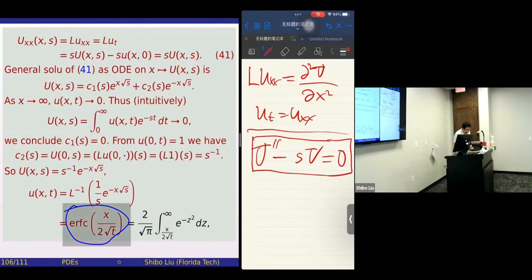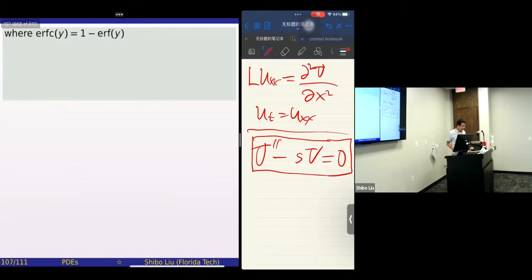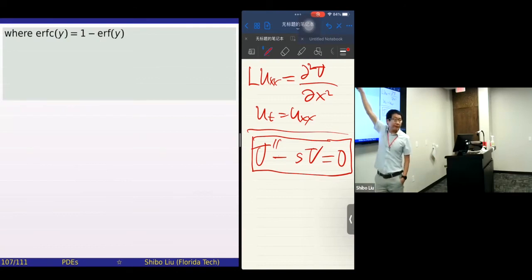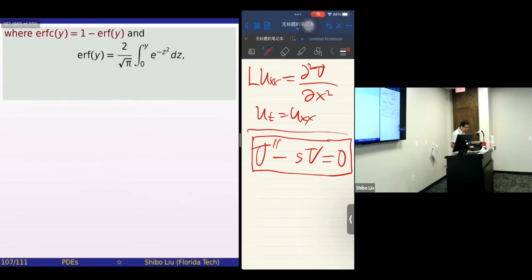So ERFC. Here we have 4 letters: E, R, F, C. First, ERFC is 1 minus ERF. C is complement, that is, their sum is 1. But what is ERF? ERF is this integral. Given y, you can compute this integral, and the value depends on y. So this is a function of y, denoted by ERF. We call it the error function.